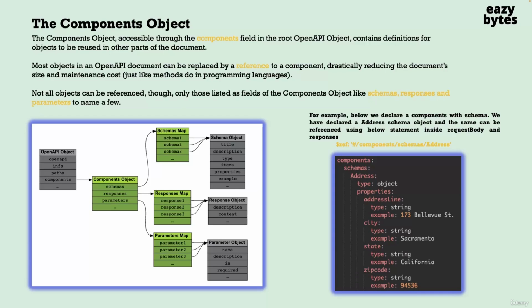On the right hand side, you can see that with the help of components under schemas, I have created a schema of type object, and this schema name is address. Inside this object, I have properties like address line, city, state, zip code. The same schema we can refer to inside our OpenAPI specification document with the help of $ref followed by a hash. After the hash, you need to mention components/schemas and then the schema name. The schema name here is address.